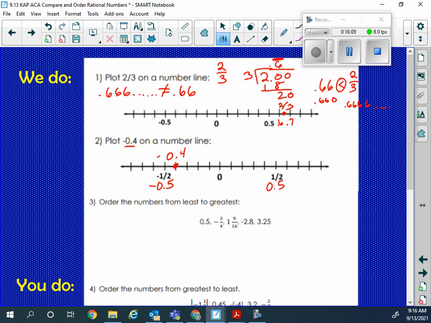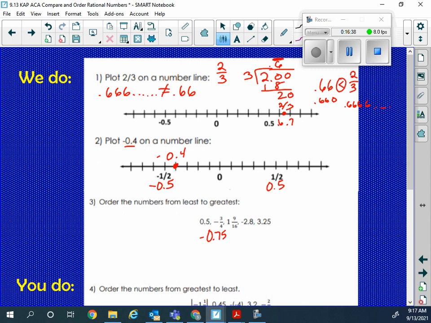Okay. All right. Number 3, we have to order these from least to greatest. And already I see I got 3 decimals, 2 fractions. So what do we want to do? Let's go to decimals. That's right. So negative 3/4, I bet you already know that one in your head. Say it loud and proud. 75. Very good. If you forgot it, you can always work it on the side.